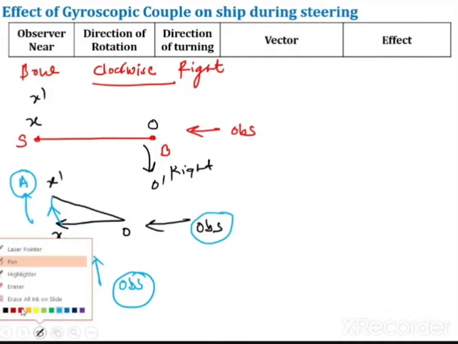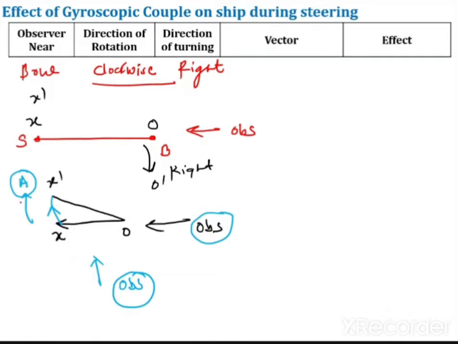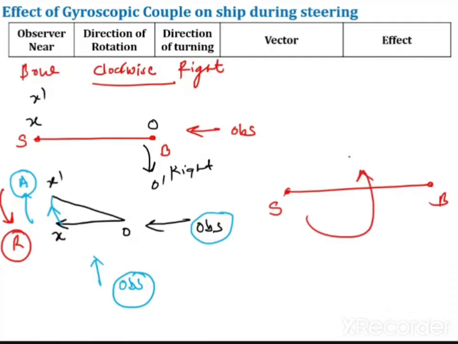Now tell me, where will the reactive gyroscopic couple be acting? Opposite to this. Okay. Now tell me, what is the reactive gyroscopic couple? Anti-clockwise. Why is it anti-clockwise? Anybody? Towards the observer. Now tell me, what will be the effect? Draw a line. Stern, let us say bow, and it is acting anti-clockwise. Now tell me, what is the effect?